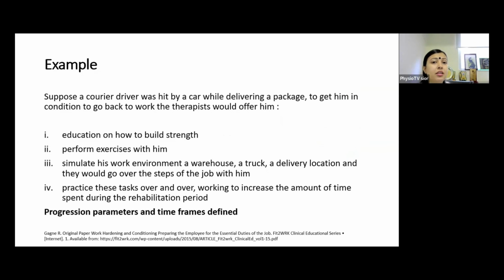So that was the main thing you saw, that conditioning is for half the duration almost as compared to actual workplace tasks. But hardening has to be ultimately for the total amount of hours a person is spending at the workplace. And the progression parameters and time frames have to be defined in a work hardening program.